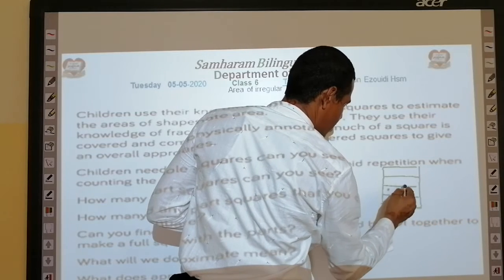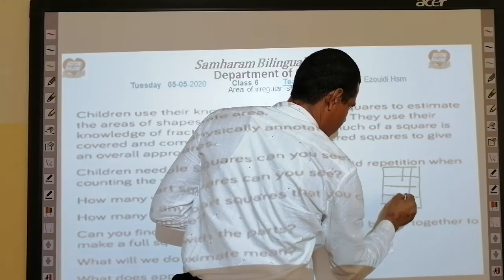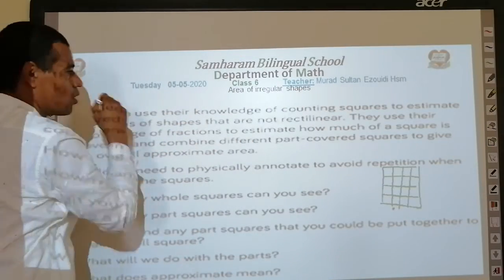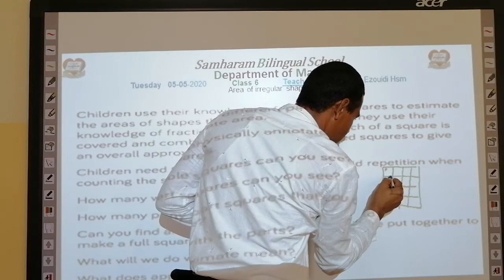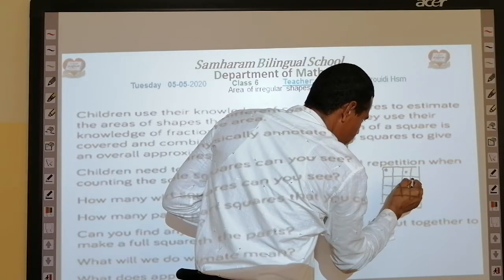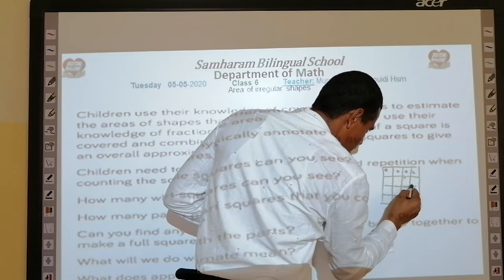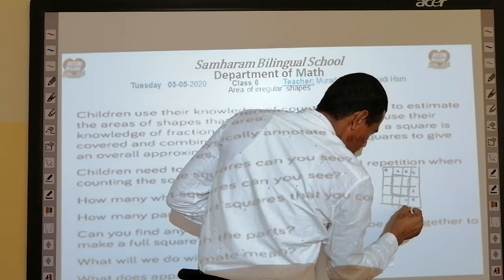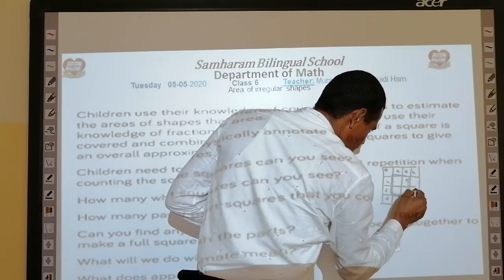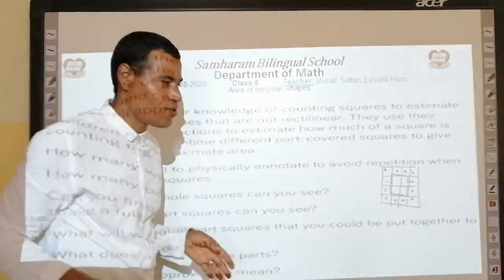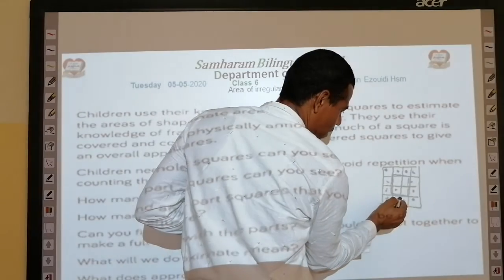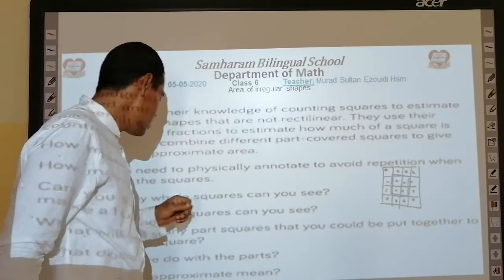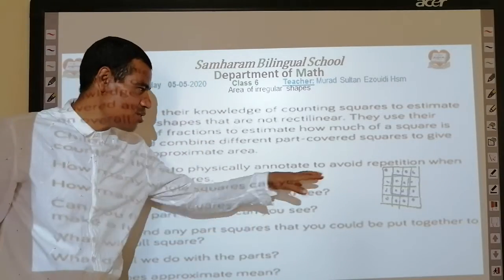For example, this consists of 14 squares. He will count like that. Look, one square, 2 square, 3 square, 4 square, 5, 6, 7, 8, 9 square, and so on. For example, he said it's 13, no, false. This is 12, 13, 14, 15, 16. So how many whole squares can you see in this pattern?